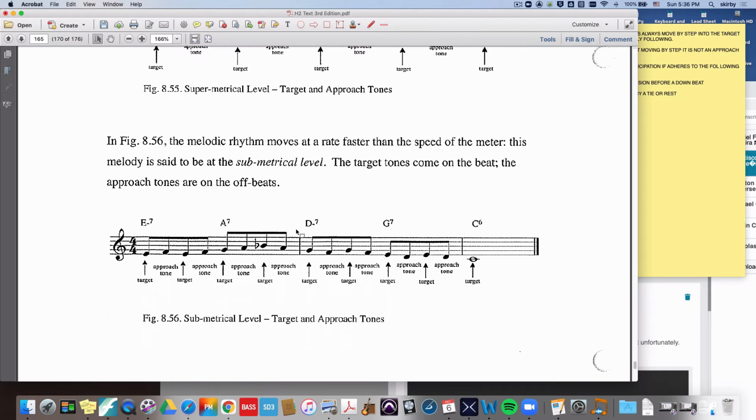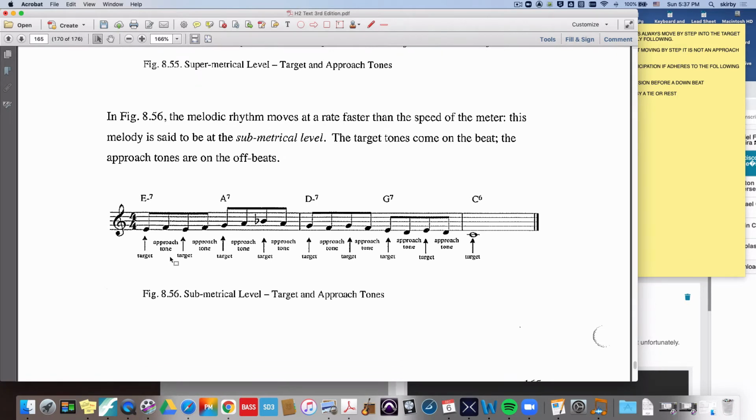Now we go to the other direction where the melody is moving at a faster rate than the meter, and this is called the submetrical level. And at this level, all the downbeats are targets. Every single downbeat is a target, and the upbeats are approach tones. Okay? So when you're analyzing a melody or when you're writing a melody, you're only going to be able to assess whether something's a target or an approach if you understand this concept, that the rate at which the melody notes are going by is going to affect whether we hear something as a target or an approach note.